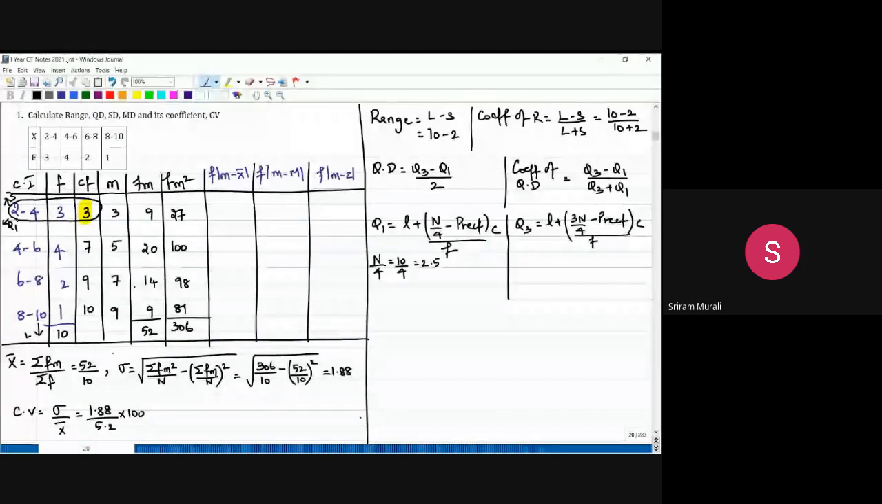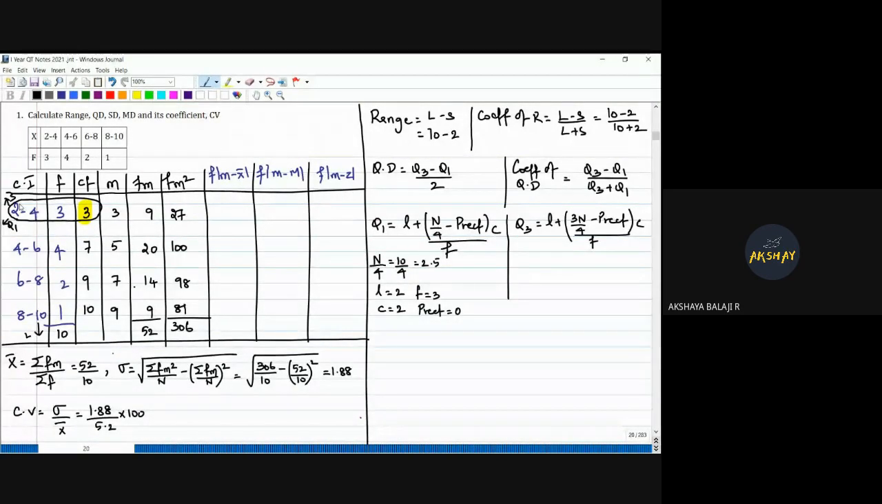So L is 2. C is also 2 because the class distance is 2. F is 3. Then what is pre-CF? Pre-CF, you can take it as 0 because there is no preceding value in the CF. So you should assume it as 0. So we found everything, substitute. You will get the answer. You do the substitution yourself. We are not doing the substitution. Put in the values and see what answer comes.